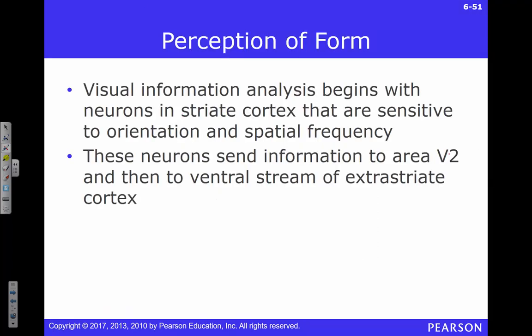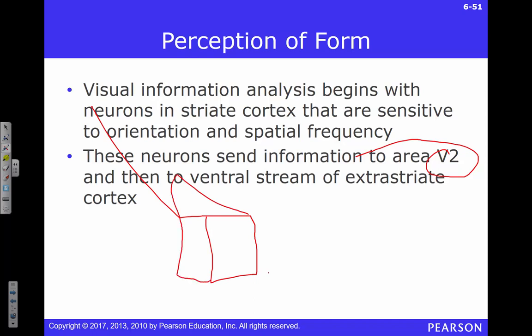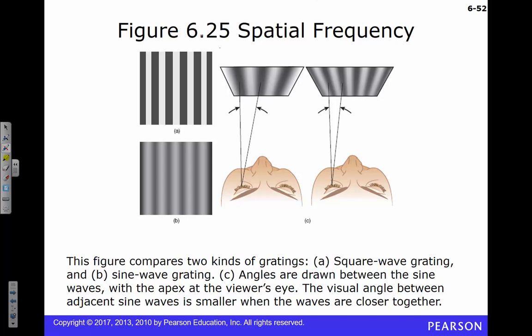Area V2 is going to be responsible for form. That's going to be like shapes. Remember, we want to have... That's a fun shape, right? I don't even know what that is. It's supposed to be a cube. It didn't work. So, anyway, form is important. We're going to take those small bits and we're going to kind of string those together. This is called spatial frequency, which is actually kind of interesting.